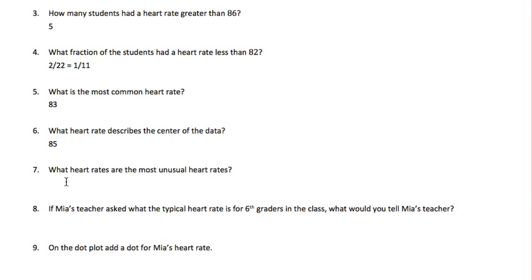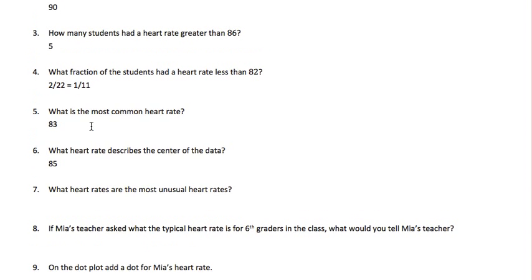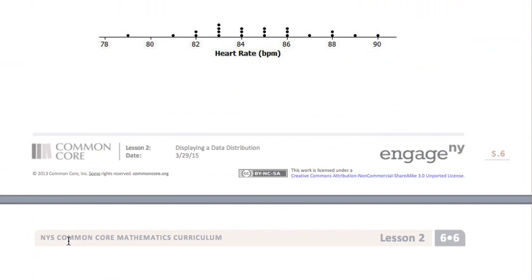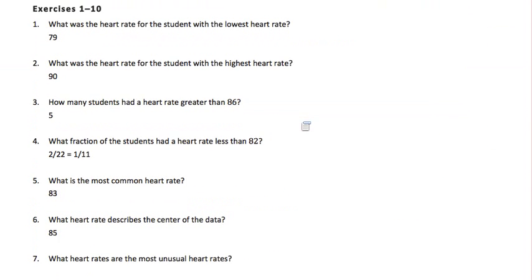What heart rates are the most unusual heart rates? Those would be the ones that happen the most rarely and are furthest from the center. So we would do 79 and 90 because they are so much further away from the center than the others.